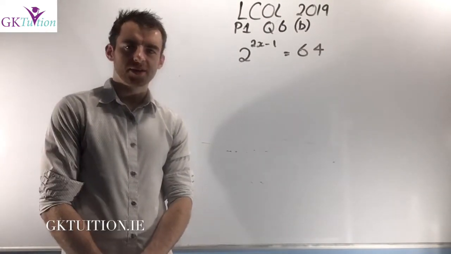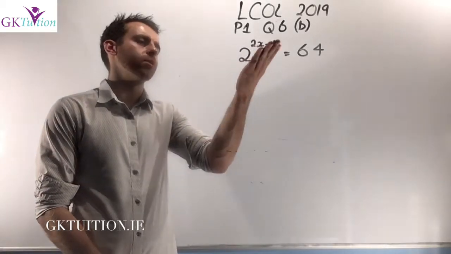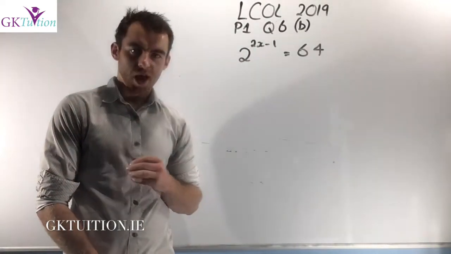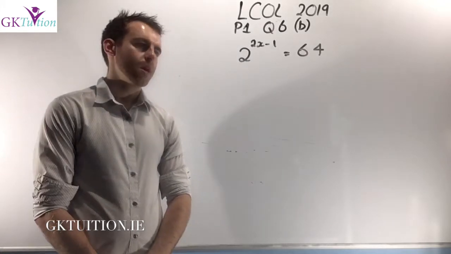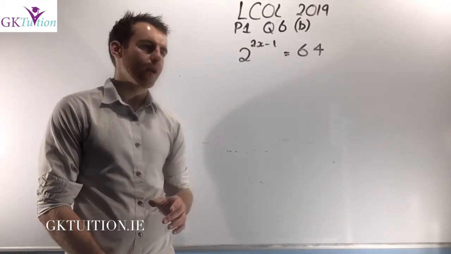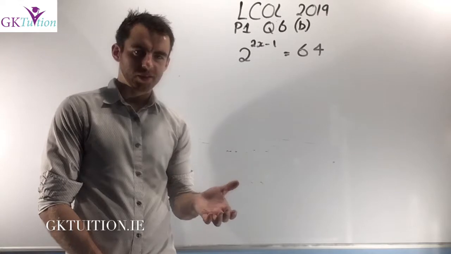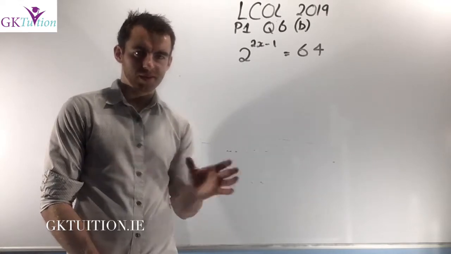In the second part of this question, we're given this. 2 to the power of 2x - 1 equals 64, and we're asked to find the value of x. Now, clearly this is something to do with powers. There's a number of different ways of doing this, so if you do it differently to me, then that's fine.